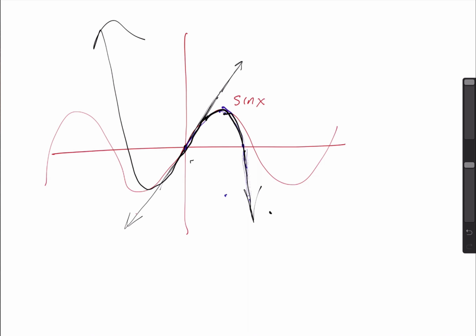Yeah, it approximates it for a longer interval, right? But sine keeps having more and more humps, it has infinitely many humps, right? So if you want to approximate it for a longer interval, what do you need to do? You need to keep raising the degree of the polynomial so that you can have more humps, right?